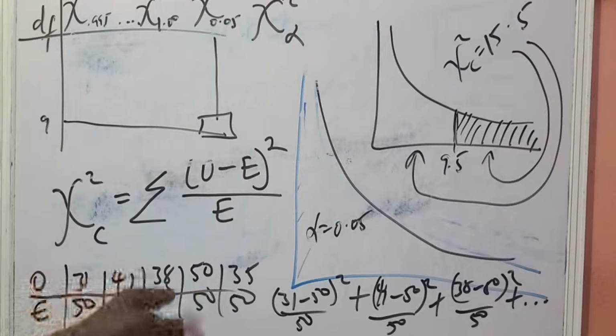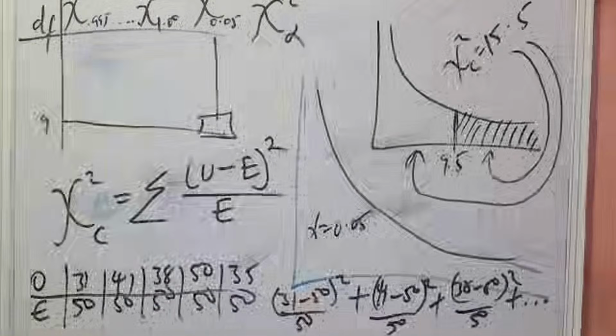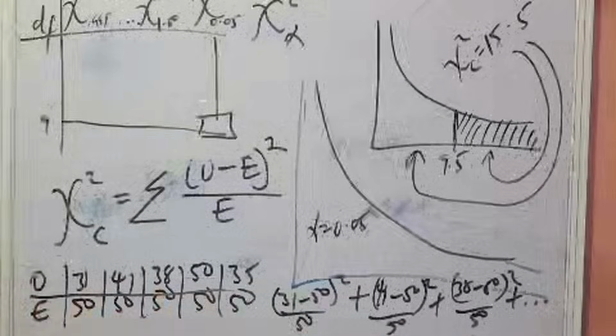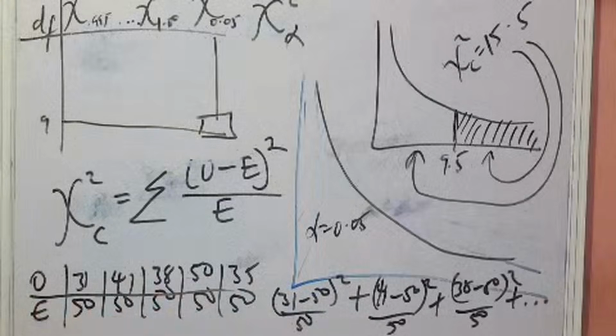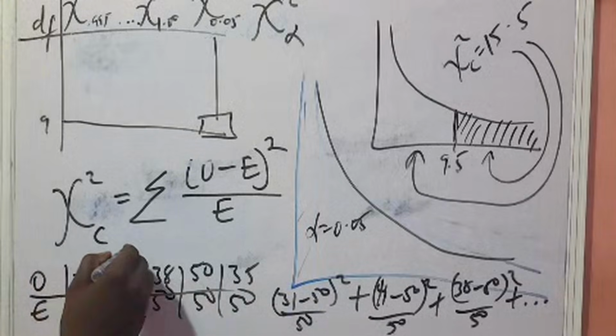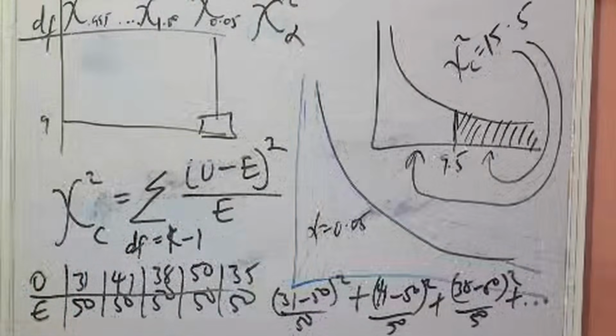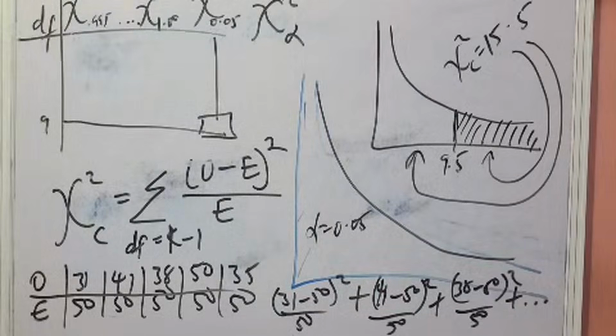So in a case like this, you may have 10, depending on whatever question you are asked. For this question right now, I have 5. The degree of freedom for chi-square is given as k minus 1. K here represents the number of categories you have.